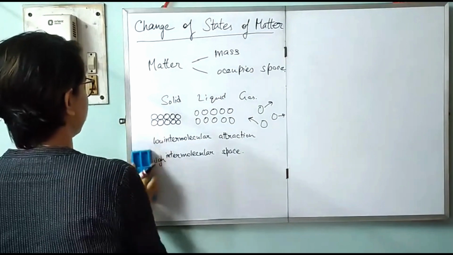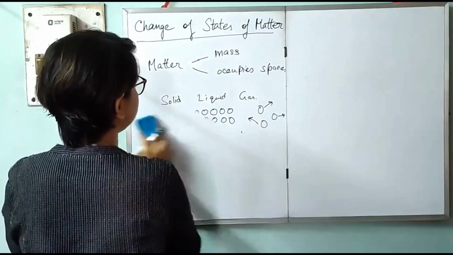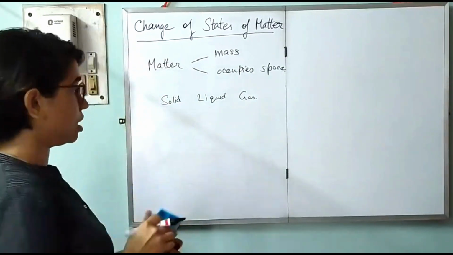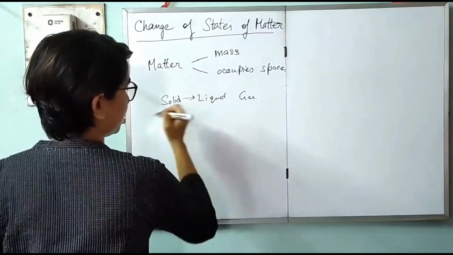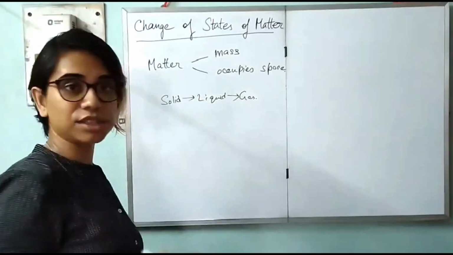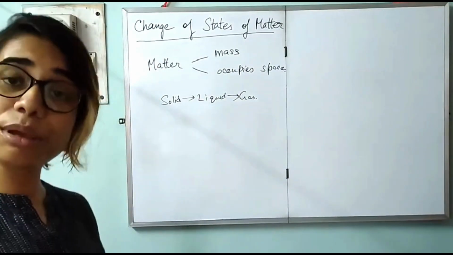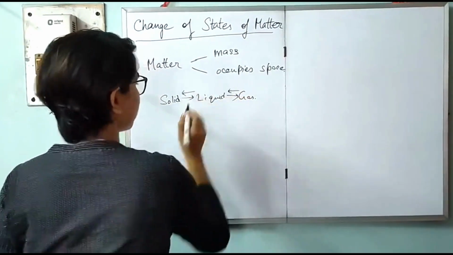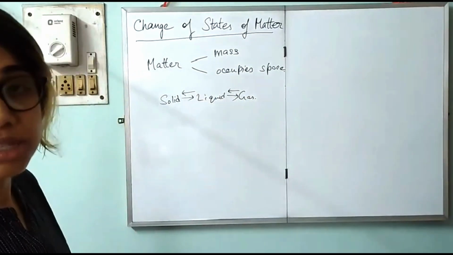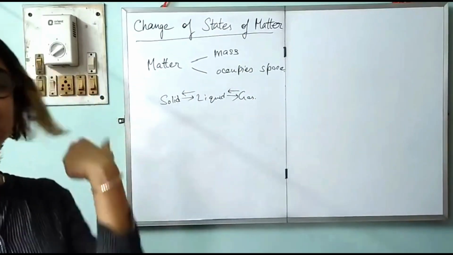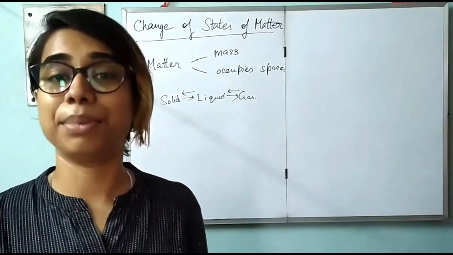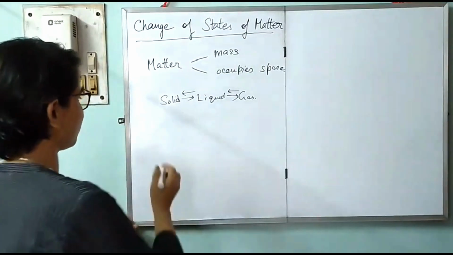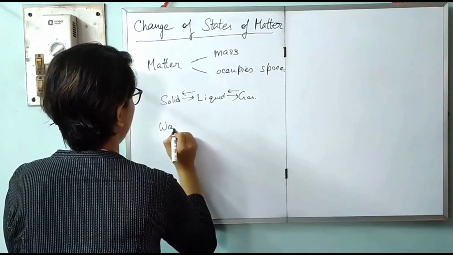For example, change means when the matter is changing from solid to liquid, or liquid to gas, or maybe gas to liquid or liquid to solid. Okay, so suppose, for example, I'm taking the most basic example, the most abundant thing around us, water.